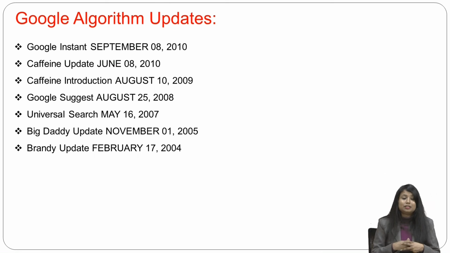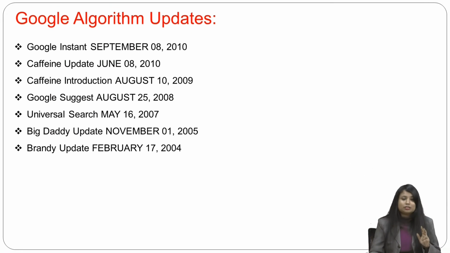Now the Big Daddy update was a very old one. It came around in the year 2005, on November 1st. It was an infrastructure update which changed the way Google deals with URLs. It was all about redirects and more.